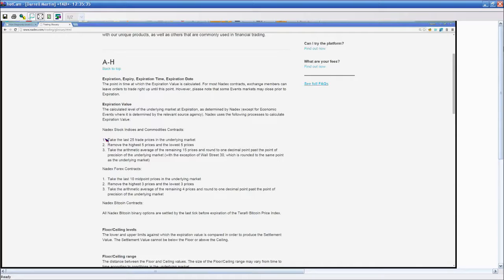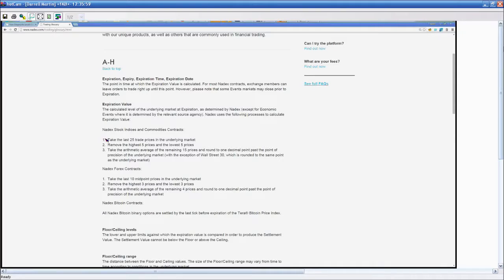So on stock indices and commodities, they take the last 25 trades of that market. ES, ZC, GC, CL, whatever. Take the last 25 trades. It doesn't matter if they had 100,000 contracts or one. If somebody said buy 100,000 at X price, that's one.